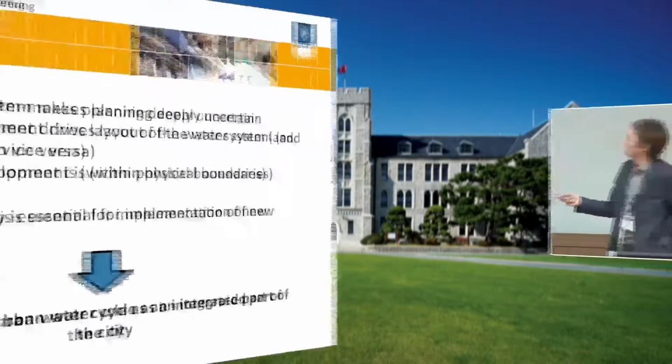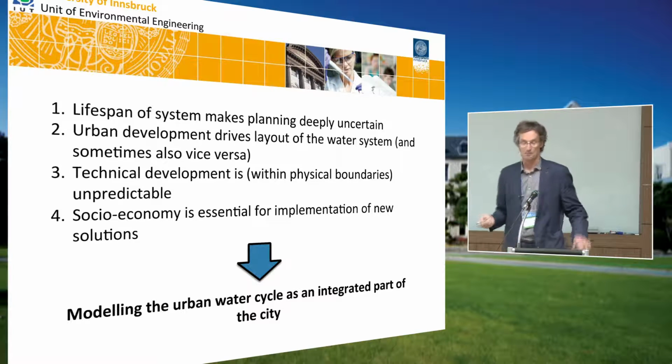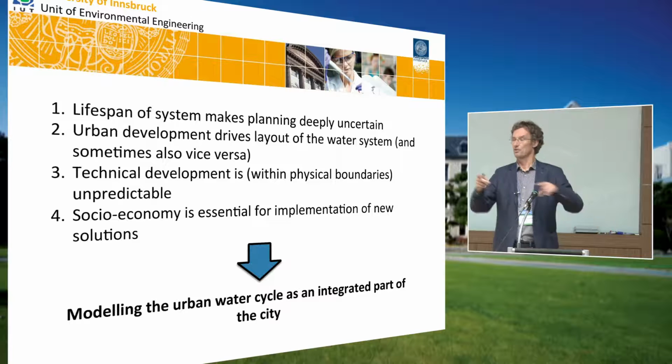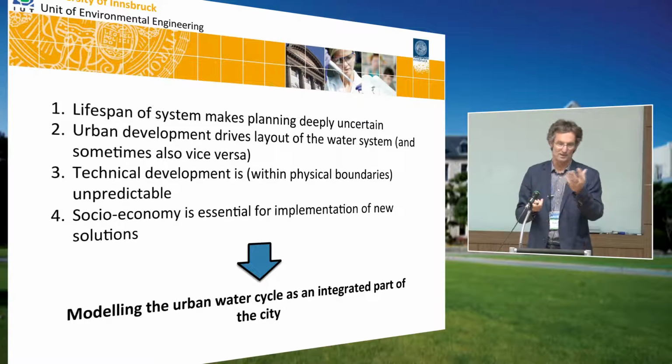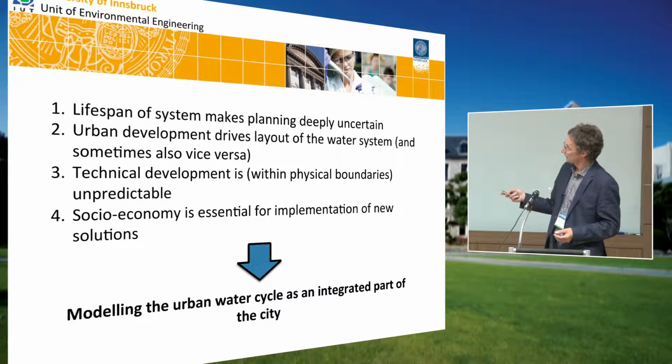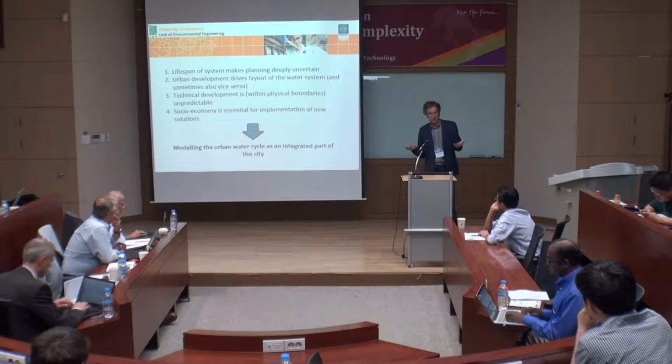Okay, what do we learn? First, the lifespan of the system makes planning really uncertain. Second, urban development drives the layout of the water system. It could sometimes also be the other way around. We have heard some analysis today already about the vicinity or the development of a city in relation to its water resources. But for the layout of the network, urban development is really the decisive factor. Technology development is unpredictable, of course, within physical boundaries. But if you just think about somebody planning in 1900, for example, water treatment systems, he could not anticipate something like membranes or photocatalysis or other fancy novel solutions. And the last thing is that the socioeconomic side is really essential if you implement new solutions.